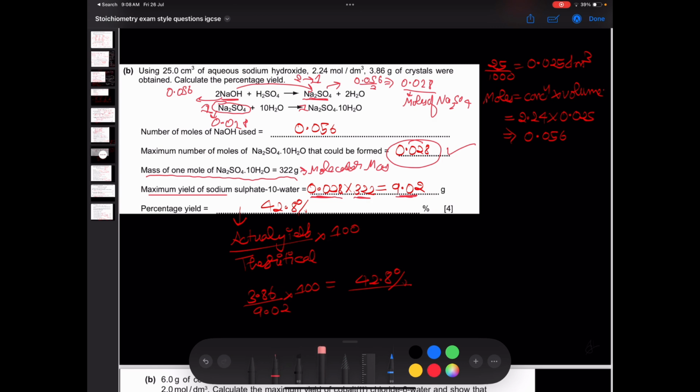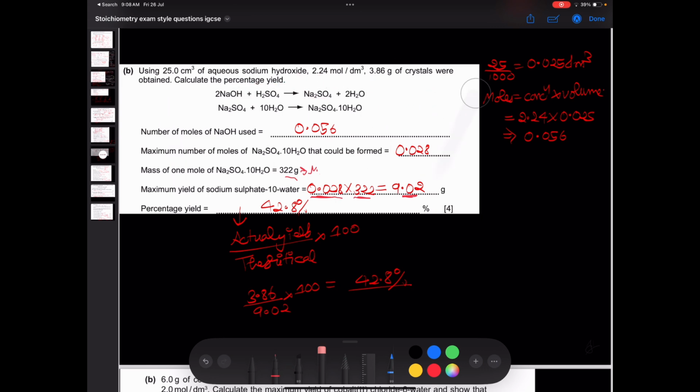Now, next part, that is our favorite percentage yield question. For this, I told you one simple formula that we have to do actual yield by theoretical yield into 100, and actual yield is always given in question. They will always tell you that this much is formed. Let's find out. Where is it written?